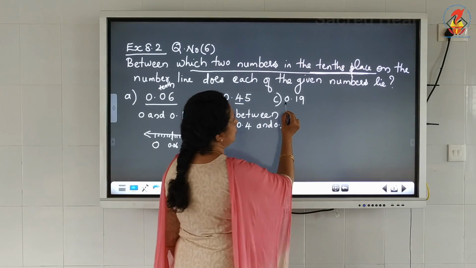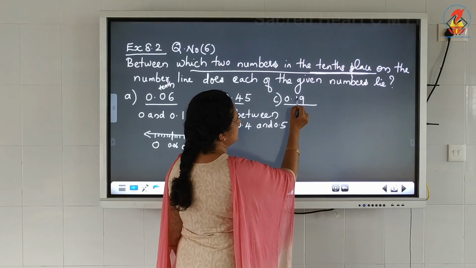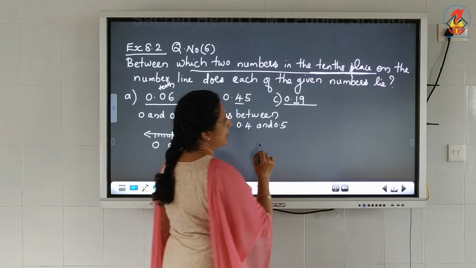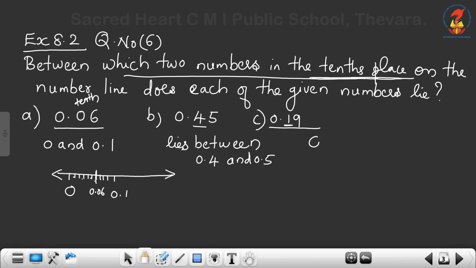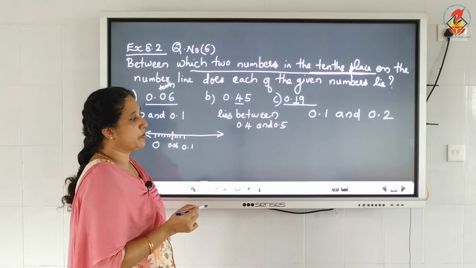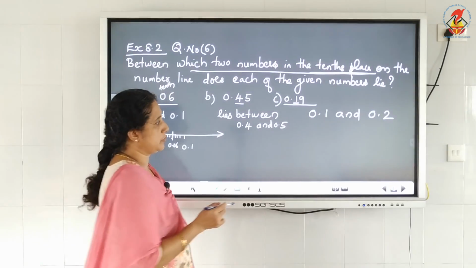Then 0.19. So what is the digit in the 10th place? 1. So we can say that 0.19 lies between 0.1 and the next digit is 2, so we can write it as 0.2. So 0.19 lies between 0.1 and 0.2.